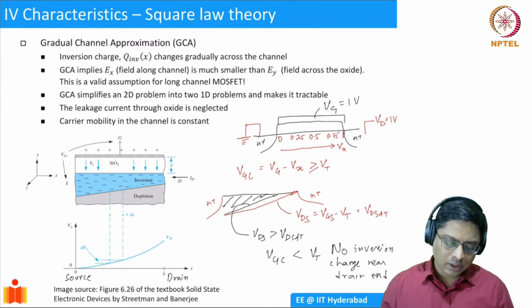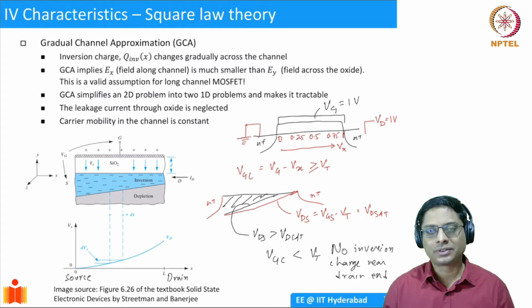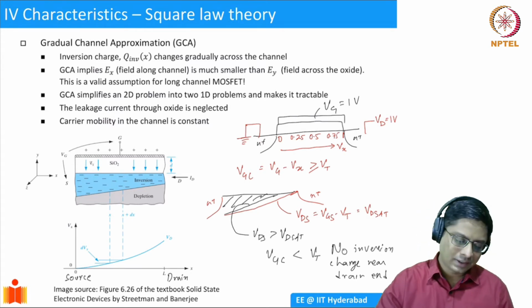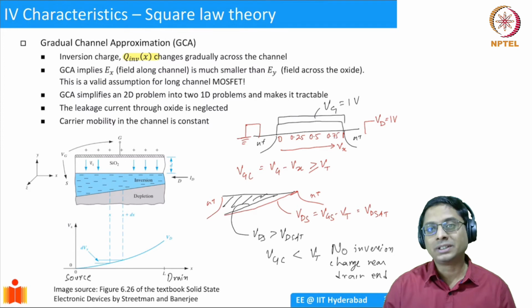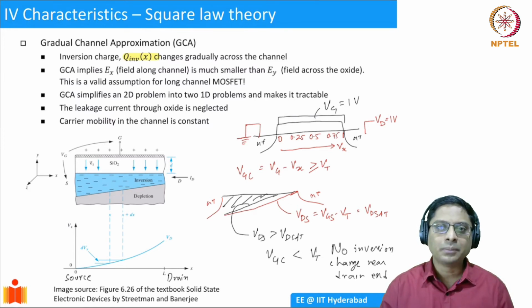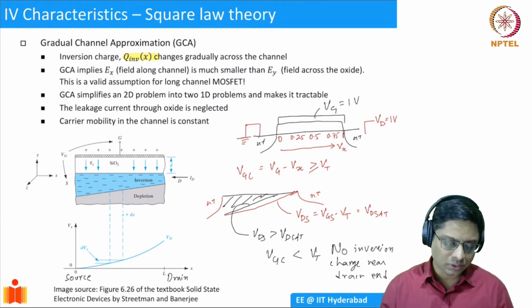So now, what does the gradual channel approximation tell us? It simply tells us that there is a variation of inversion charge across the channel. In the linear case, it was uniform, right? Density was uniform everywhere. But now there is a variation in the density. So Q inversion is actually a function of X.